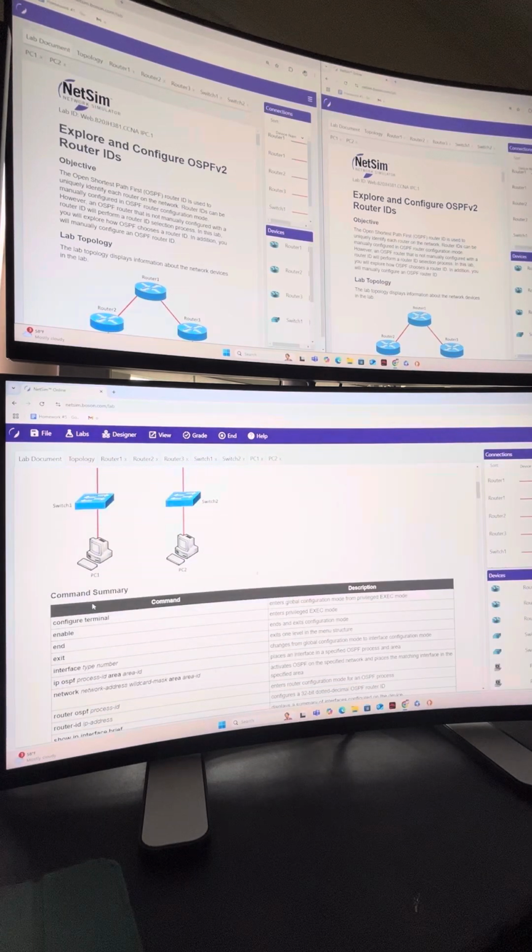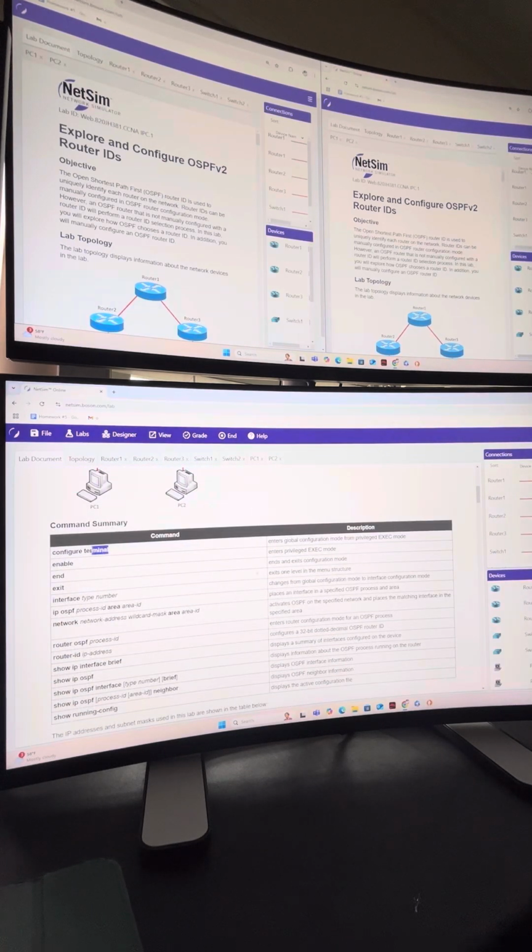So let's go ahead and take a look at the commands that we're going to be using. We have configure terminal, which enters global configuration mode from privilege exec mode. We have enable, which enters privilege exec mode. We have end, which ends and exits configuration mode. We have exit, which exits one level in the menu structure. We have interface type number, which changes from global configuration mode to interface configuration mode.